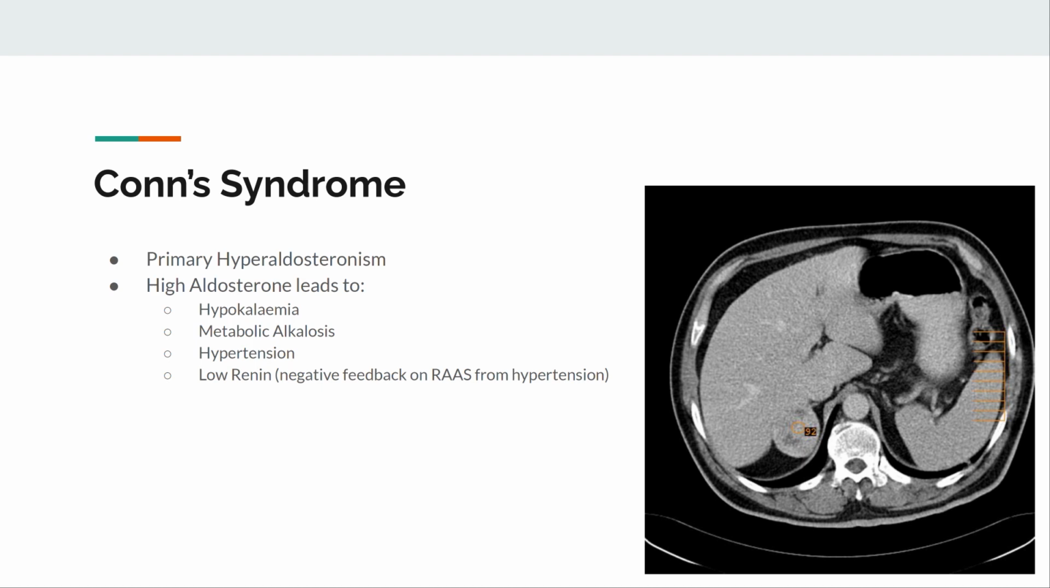The high levels of aldosterone lead to everything that aldosterone does. It makes you pee out potassium, causing hypokalemia. It makes you pee out acid, making you metabolically alkalotic. It causes sodium and water reabsorption, making you have high blood pressure. And as a blood test result, you'll have low levels of renin, which is because that high blood pressure will inhibit the renin-angiotensin-aldosterone system.